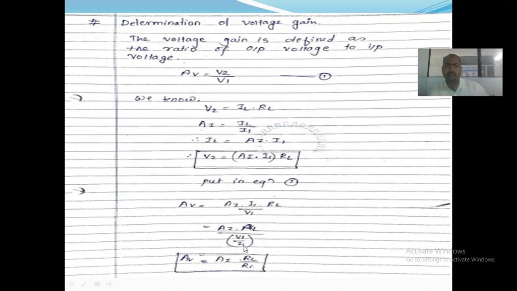We know that V1 upon I1 is nothing but a resistance. This resistance is related to the input, that's why it is Ri. So AV equals AI into RL divided by Ri. This is the value of voltage gain.